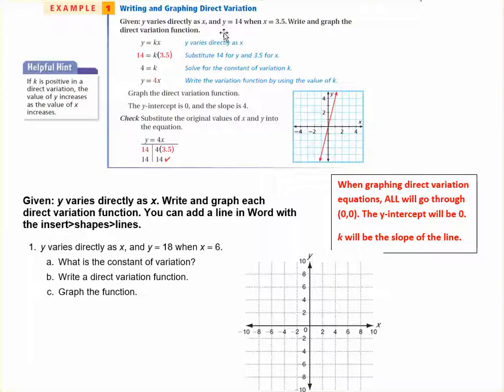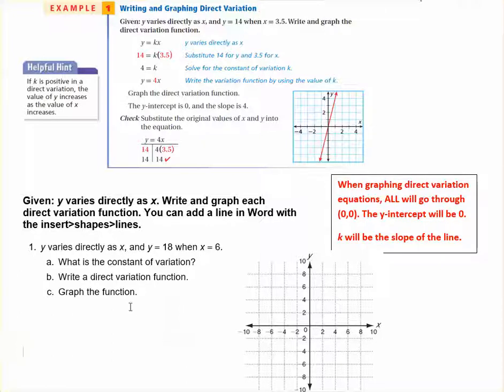We'll take what they give us. The y is 14, so that goes here, and the x is 3.5, so that goes over here, and then you solve this equation to find k. Once you find k, then you can write your direct variation equation. And once you have your equation, you can graph it. You can graph it by plotting points, or you can use technology, or you can know that the slope is 4, or 4 over 1, and you can graph it from that.